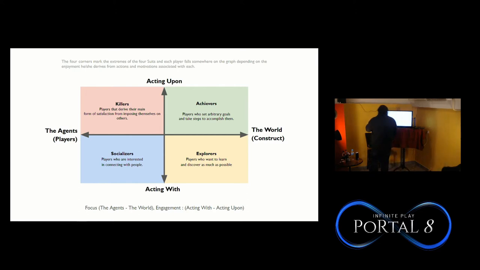Which brings us here. Can you read this? This I don't know because I expect you know. So this is the diagram.